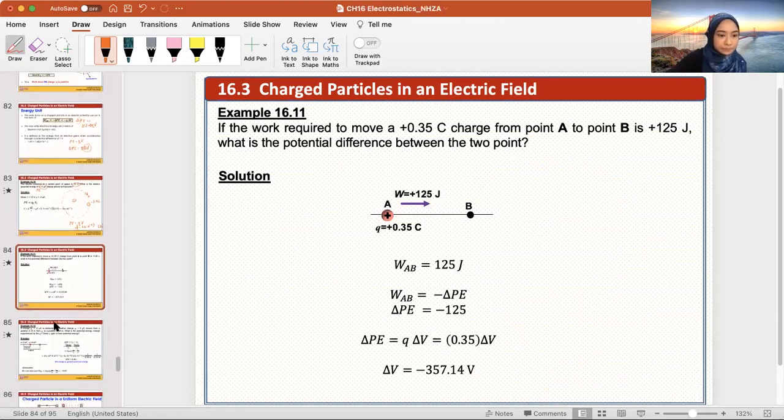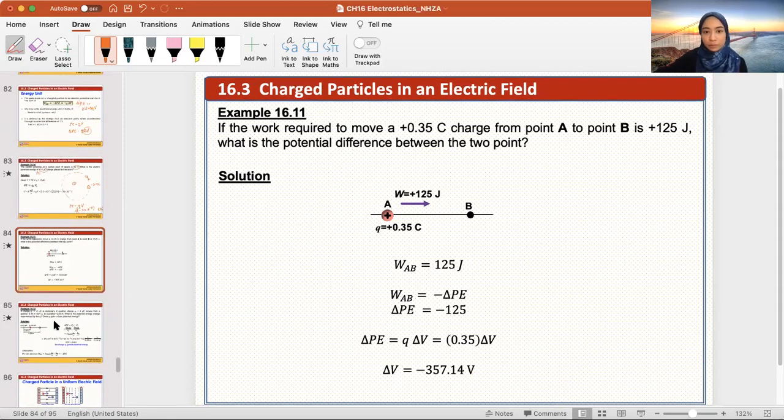Okay, next one. Is there still a lot left? Okay. If the work required to move a positive 0.35 coulomb charge from point A to point B is positive 1 to 5. Okay, so we have work done is 1 to 5. So that is the first information. We are trying to move positive 0.35. So this is the charge, from point A to point B. Okay, this is my charge. I'm moving it from point A to point B and the work done to move it is positive.